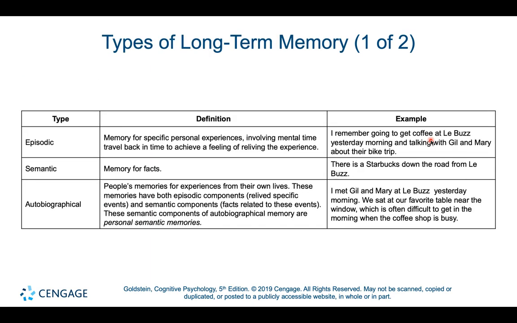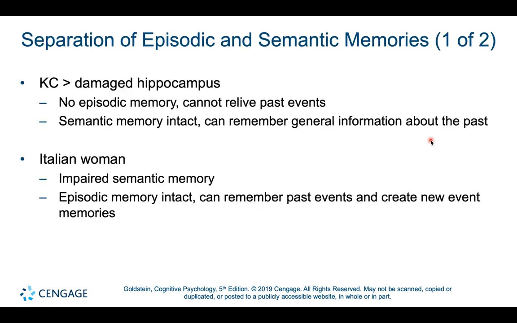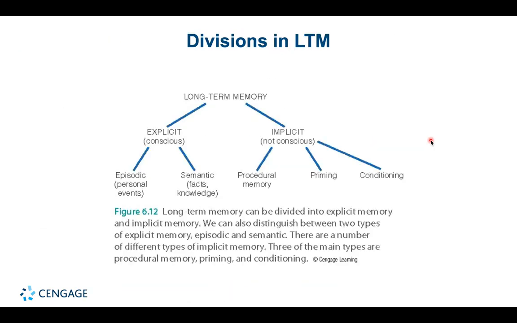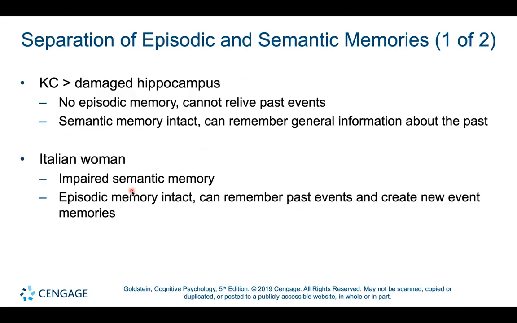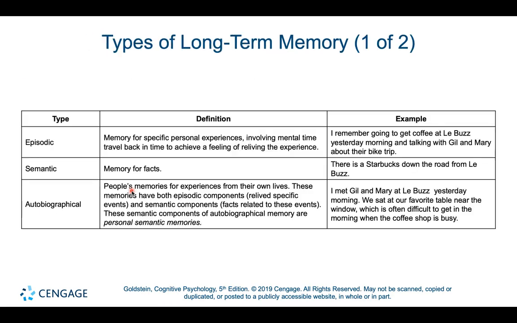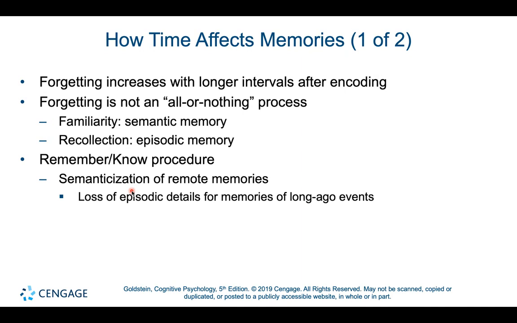So we left off discussing the major divisions in long term memory. We really spent some time discussing explicit memory and the dissociation or distinction between episodic and semantic memories and information. And so we're going to start here with a little bit of discussion about how time affects this distinction as well.